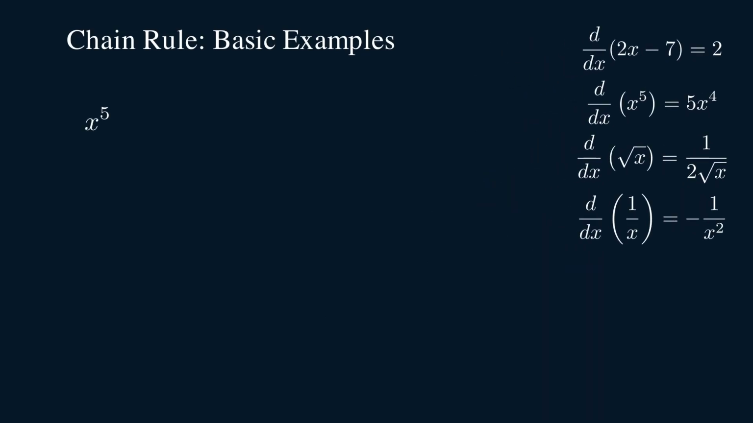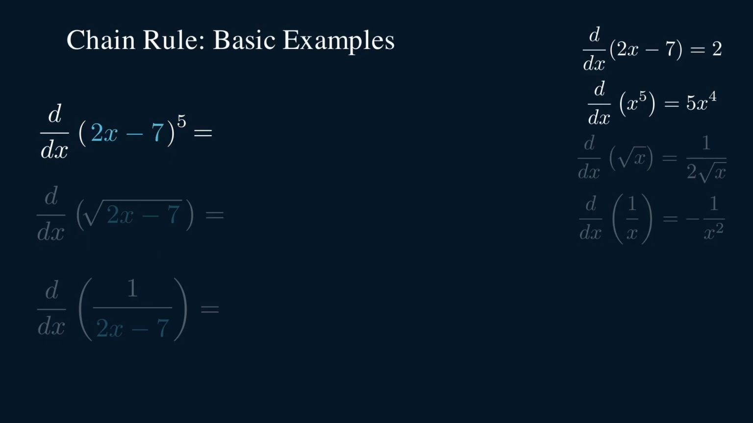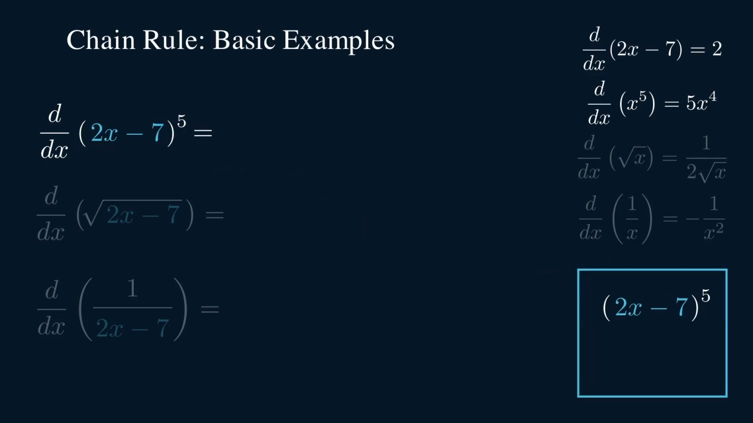We compose the fifth power function, the square root function, and the reciprocal function each with the linear function 2x minus 7, and find the derivatives of the resulting composite functions. To find the derivative of 2x minus 7 to the fifth power, we need to apply the chain rule.